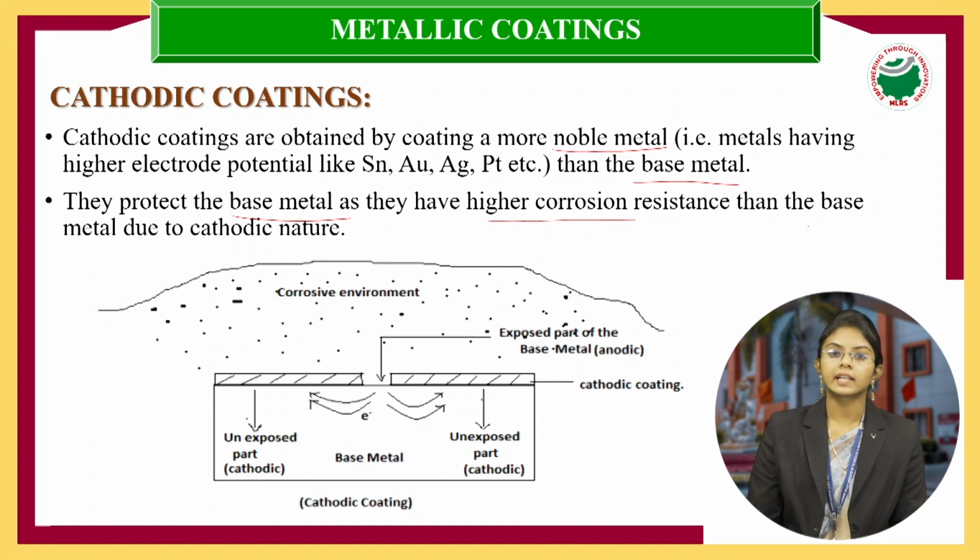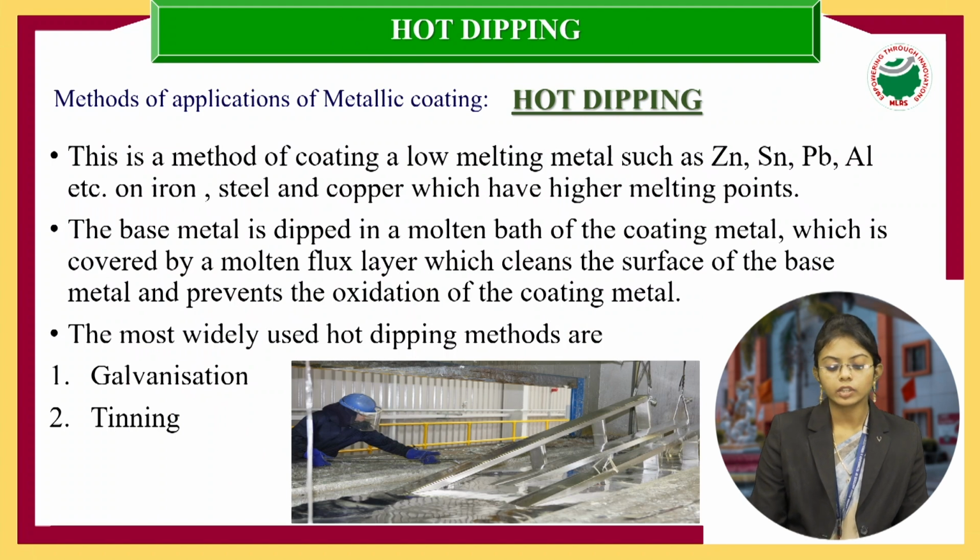Now we'll see examples for anodic coating and cathodic coating, each one. The applications of these metallic coatings include hot dipping. It is one of the applications of metallic coating. First of all, what do you mean by hot dipping? Simply by the word we can say we are going to take a base metal and dip it in the solution so that the impurities are removed and the coating metal is deposited on the base metal.